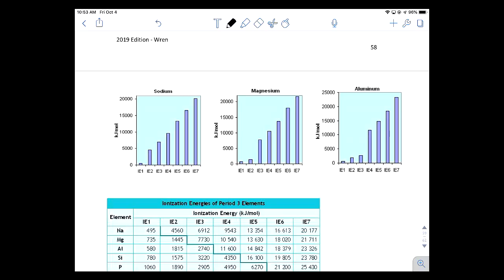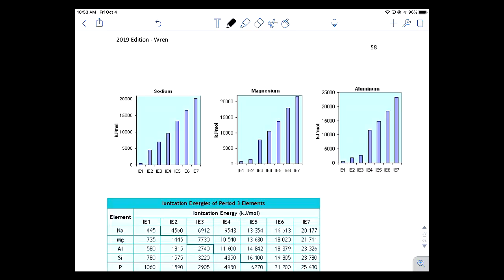Then all the other electrons go in a nice order. These are almost straight lines. Every one of them is harder to remove, but it is kind of like a straight line once you're in the same shell. This is all going to be n equals 2. This one here, n equals 3. These two, n equals 3. These ones, n equals 2. Look at aluminum. You're just walking down the line: n equals 3, n equals 2.